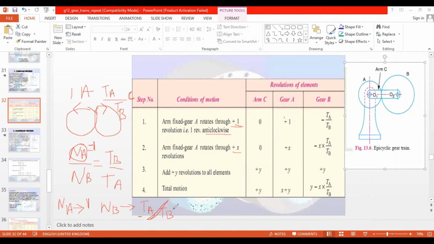This is what is called the tabular method. Any doubt in this?